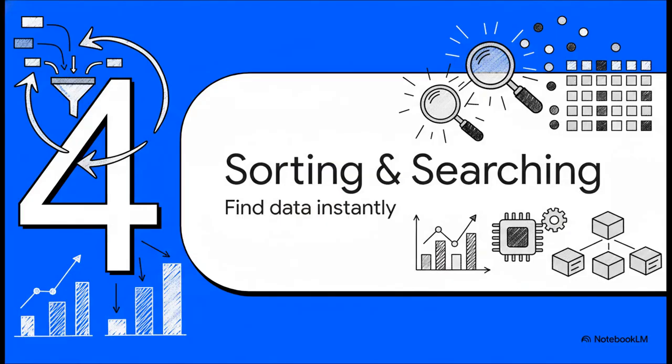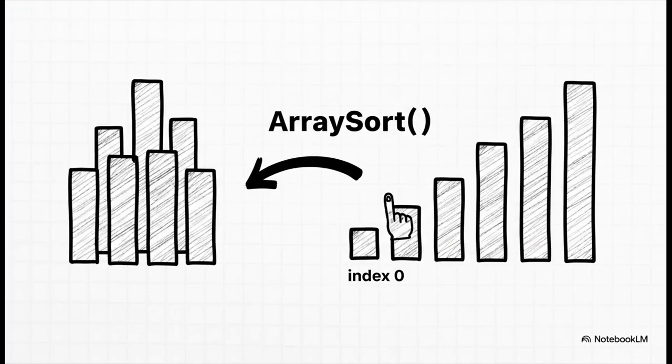Okay, so you've got your data neatly stored in an array. What's next? Well, you need to be able to make sense of it, and fast. Luckily, MQL5 gives us some incredibly powerful built-in functions designed for just that. Let's say you need to find the absolute lowest low from the last 50 candles to place a really tight stop loss. You could write a loop to check every single value, or you could do it the smart way. One single call to the ArraySort function instantly rearranges all your data, and boom, the lowest value is right at the beginning of the array at index 0.